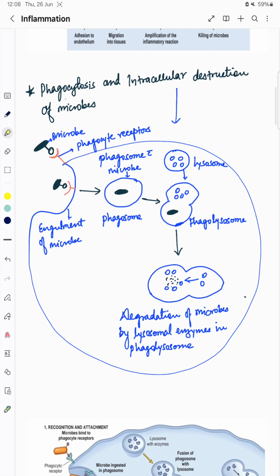Now we will see phagocytosis and intracellular destruction of the microbes. As the phagocytic cells have receptors for the microbes, they recognize the microbes, then start engulfment of the microbes and form a phagosome. Phagosome has the microbe inside the vacuole. This phagosome fuses with the lysosome and forms a phagolysosome. In this phagolysosome there is degradation of the microbes with the help of lysosomal enzymes.